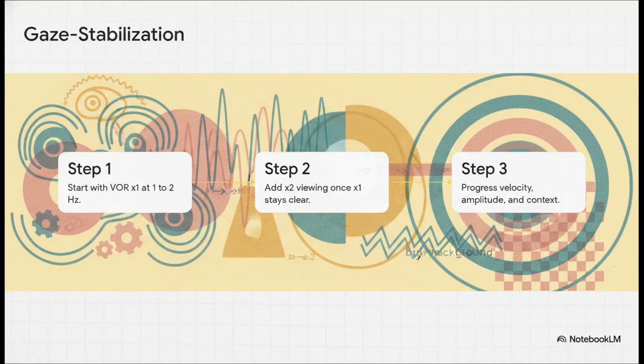Once you've nailed down the plane, here is the exact progression protocol you need for gaze stabilization training when adopting a unilateral deficit. Step 1. Start with VOR times 1 at 1 to 2 Hz. Step 2. Only add times 2 viewing once that times 1 stays perfectly visually clear for the patient. And step 3. Progress their velocity, then the amplitude of the movement, and finally the context, like, say, doing it against a really busy checkerboard background.